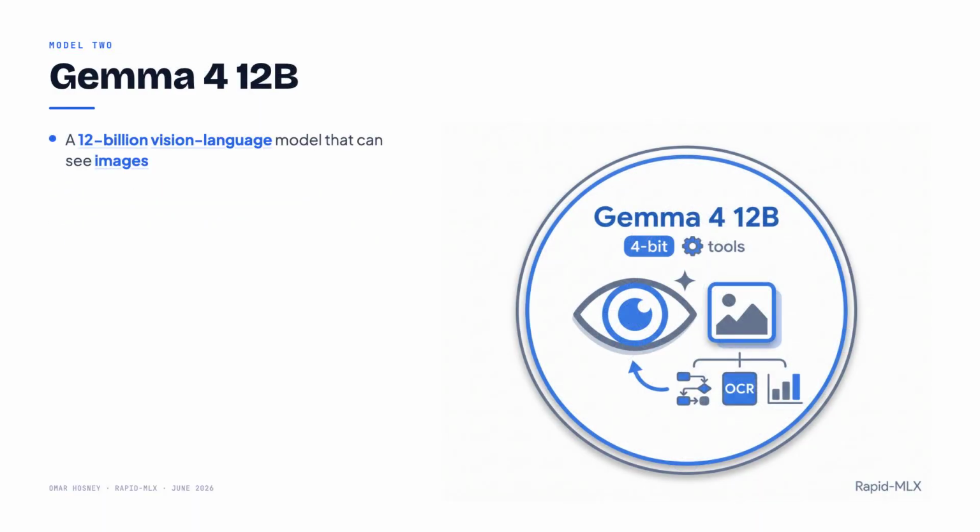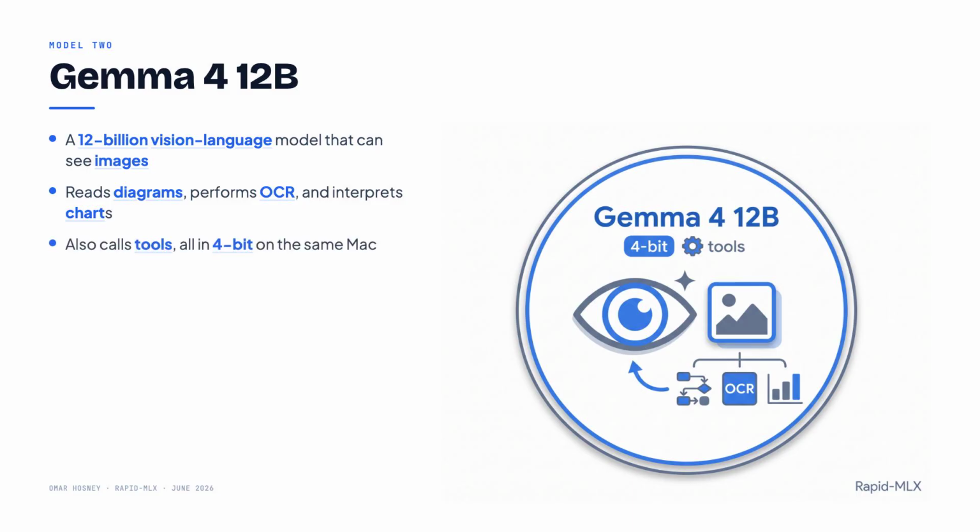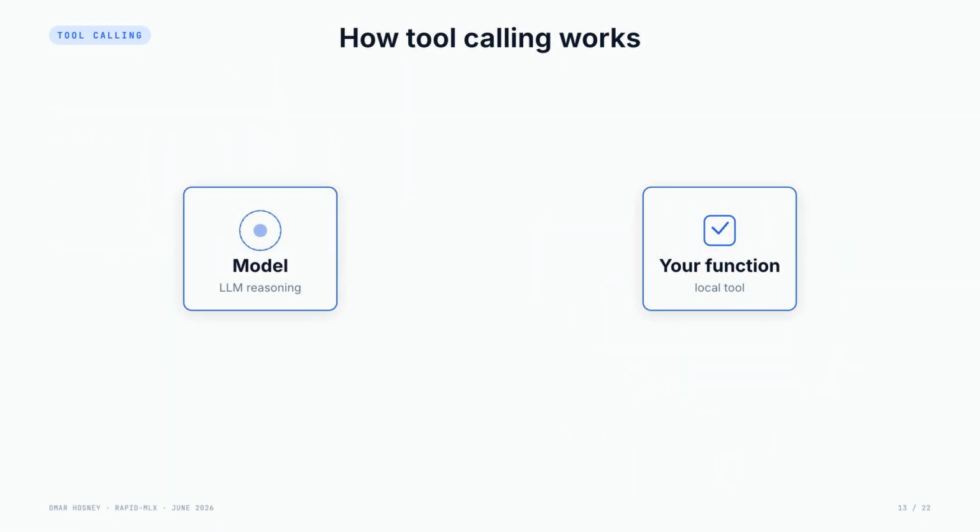Second, Gemma 4 12B. It is a 12 billion parameter vision language model that can actually see images. It reads diagrams, performs OCR, and interprets charts, and it also calls tools, all in 4-bit, on the very same Mac.